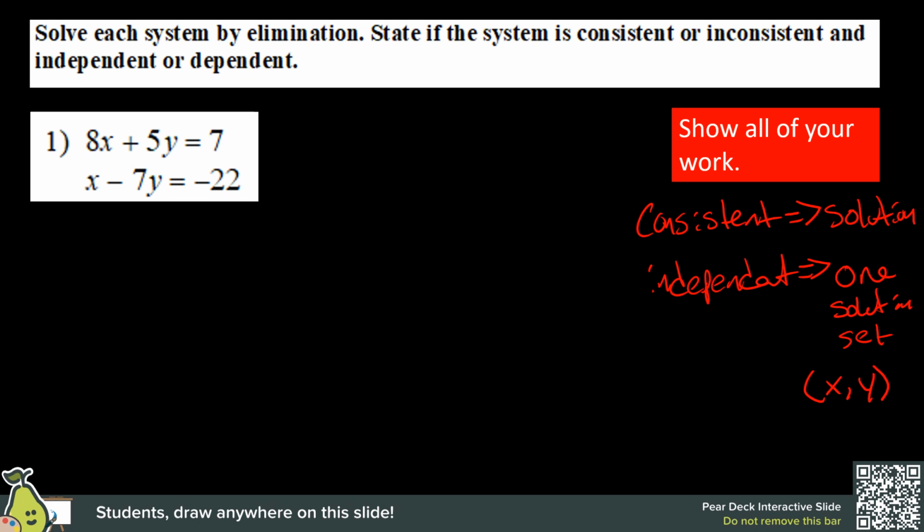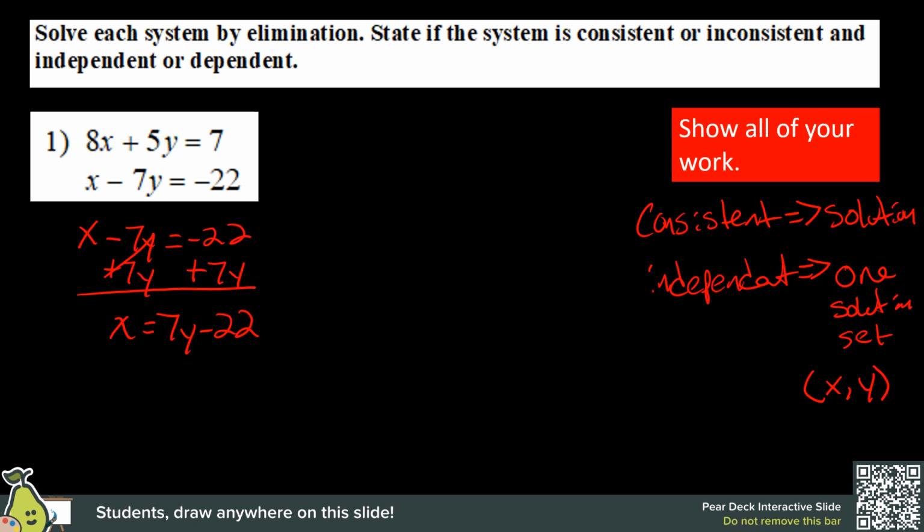So what I'm going to do is take this x minus 7y equals negative 22, and add 7y to both sides. So I get x equals 7y minus 22. And I'm going to take this and substitute it in the first equation. So I'm going to say 8, and instead of x, I'm going to put 7y minus 22, plus 5y equals 7.